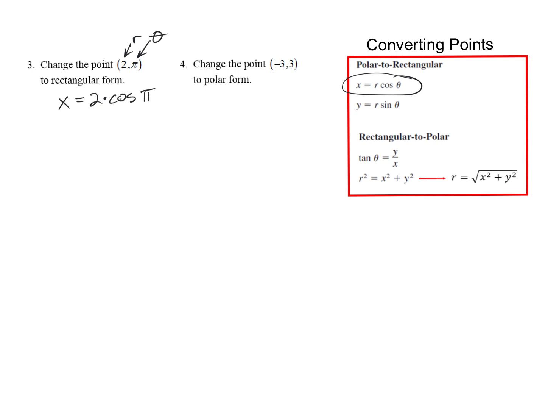Well, what's the cosine of pi? It's what? -1. So this is actually -2. Okay, and then the y coordinate is r times the sine of theta. So put your 2 in and then sine of pi. What's sine of pi? What is it? 0. So this is the point -2, 0.